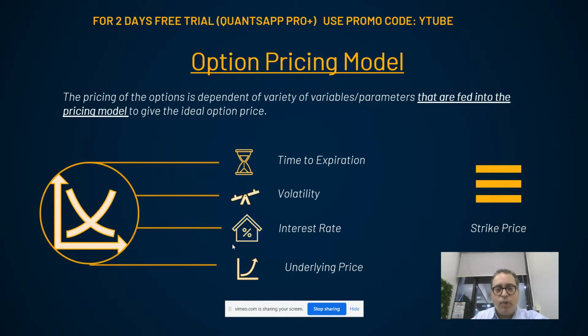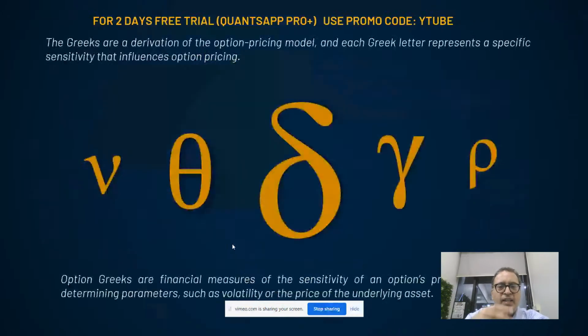Moving on, the Greeks are a derivation of the option pricing model, and mind you, each Greek represents a sensitivity of the option price. Option Greeks are financial measures of the sensitivity of an option price to its underlying determining parameters such as volatility, price of the underlying asset, or for that matter, time decay. All those words you must have heard. So that's what gives a perspective here.